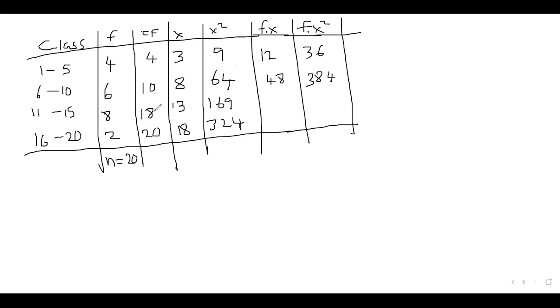8 times 13 to get 104. Then again, 8 times what? 169. All right, so it's simply this column times that, this column times that. So you'll get 1352.